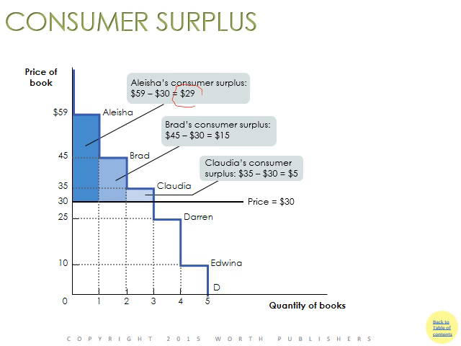In this market, if the price of the book is $30, the quantity demanded is going to be 3 books, which is going to result in the total consumer surplus, which is the area under the demand curve, which is above the price point. When we add the consumer surplus for each individual together, when the price is $30, the total consumer surplus in our market is $49.